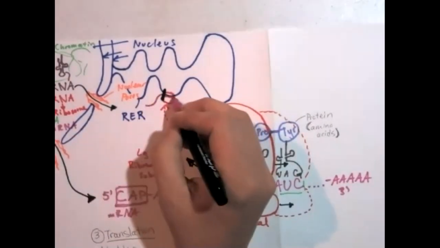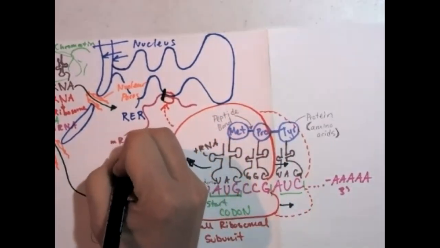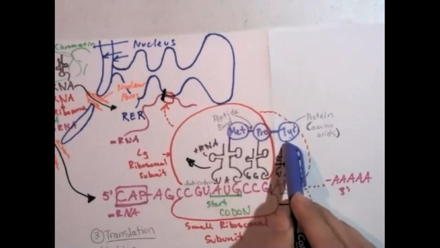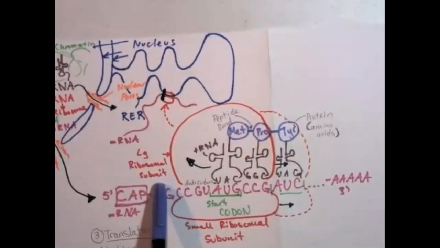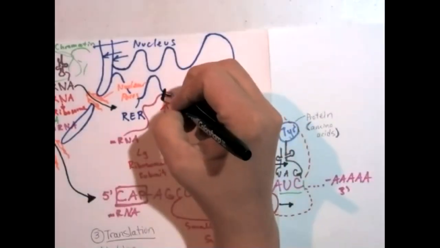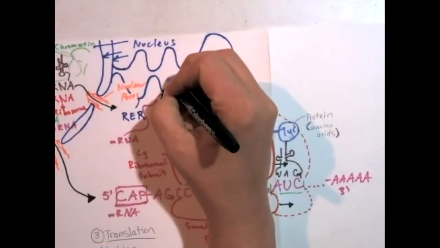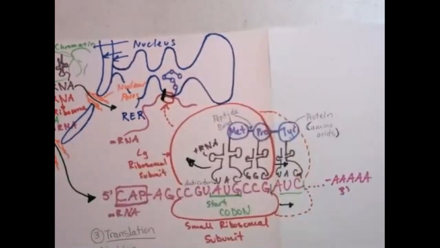It is still reading the mRNA, right? It still needs the recipe. It is making a protein, but now the protein isn't just going to be out here in the cytoplasm. The protein is going to be, or is going to enter into the RER.